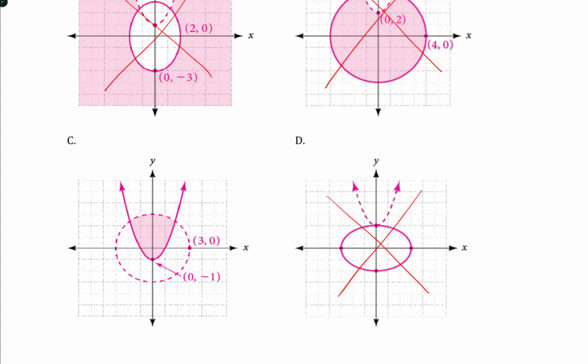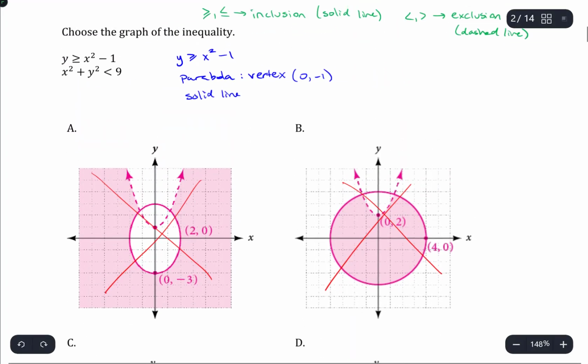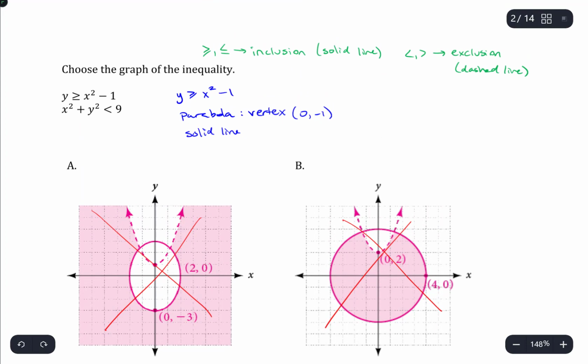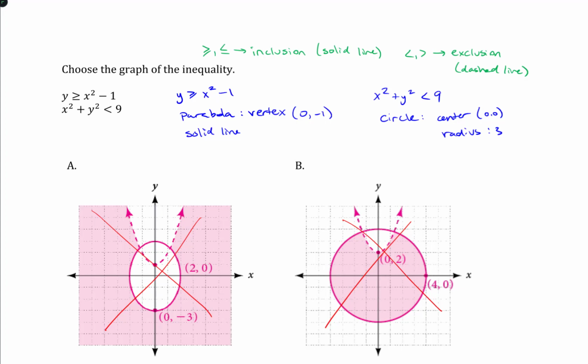but let's say that we were given some different options and it wasn't quite so easy to tell just from the parabola. Let's look at the other curve here. So the other curve, we have x squared plus y squared is less than 9. So this is a circle, and the center of this circle is located at 0, 0. The radius here is 3. And because this is a strictly less than, we would use a dashed line for the circle.